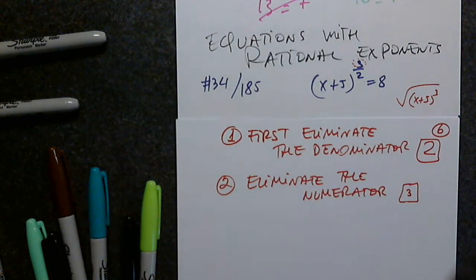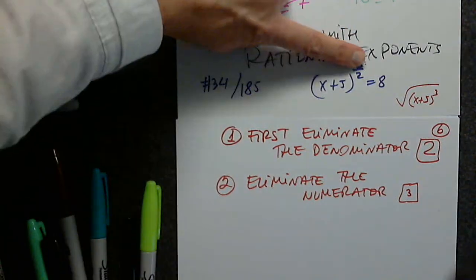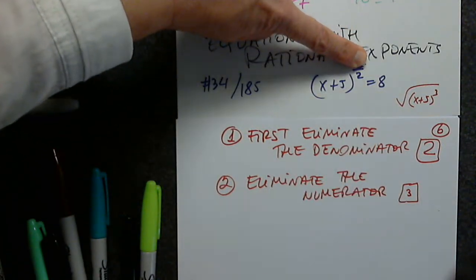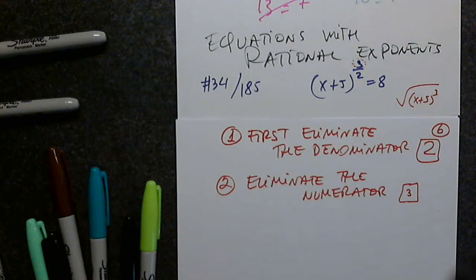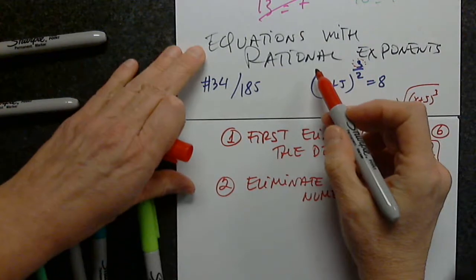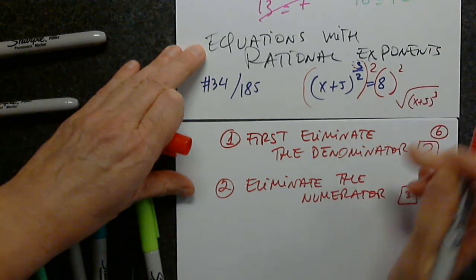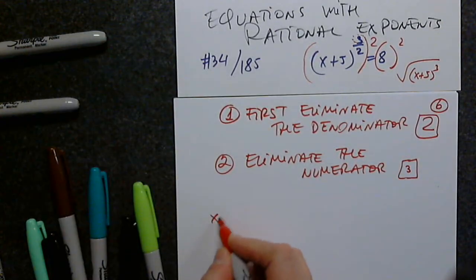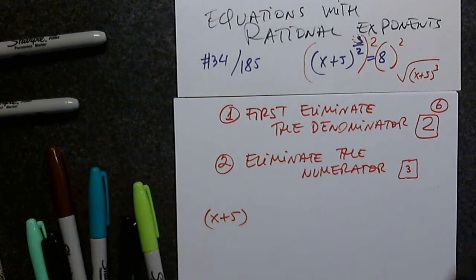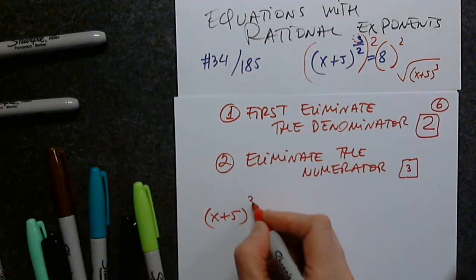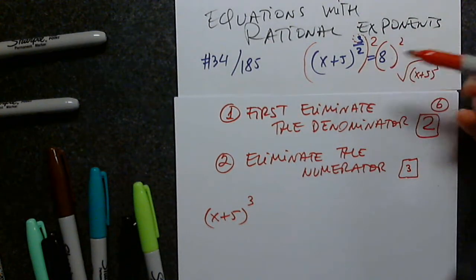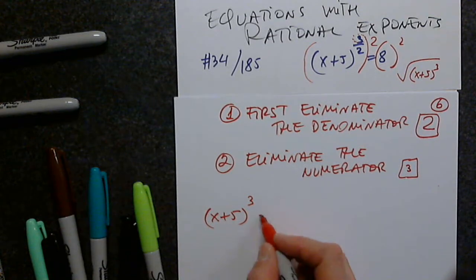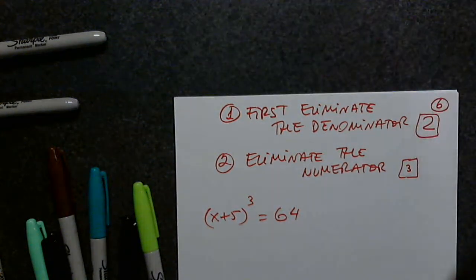Okay, how will I eliminate the denominator? Exactly how we did it before. How did we eliminate this denominator? We squared, yes. And then the process is, you're right. But we have to say that we squared both sides. Then the left-hand side becomes x plus 5 to which power? Yes, that's it, right? 3 over 2 times 2 over 1 will be power 3. And the right-hand side is 64.